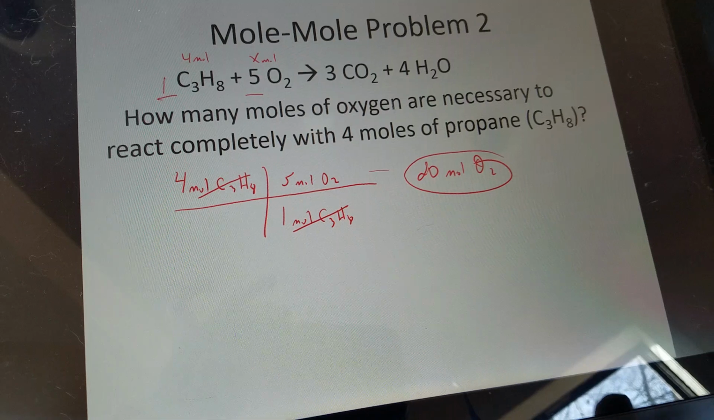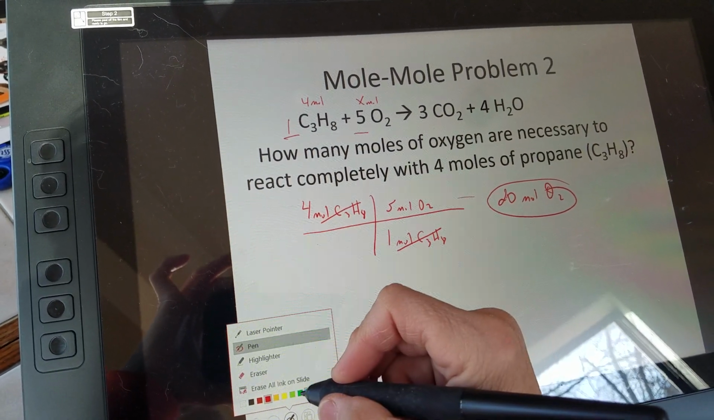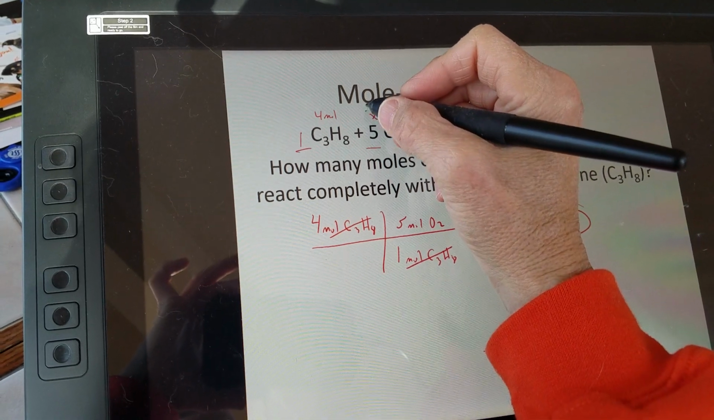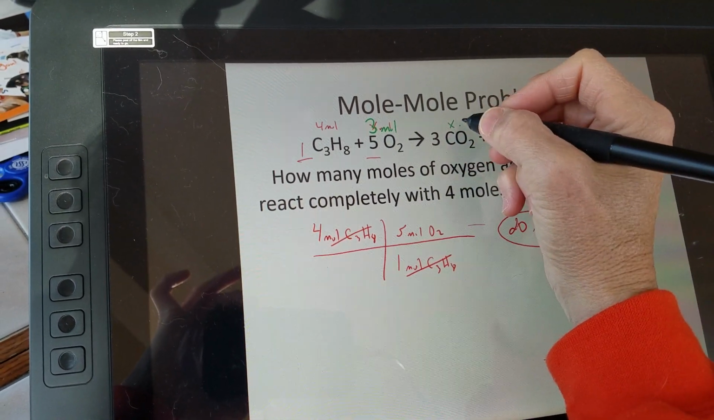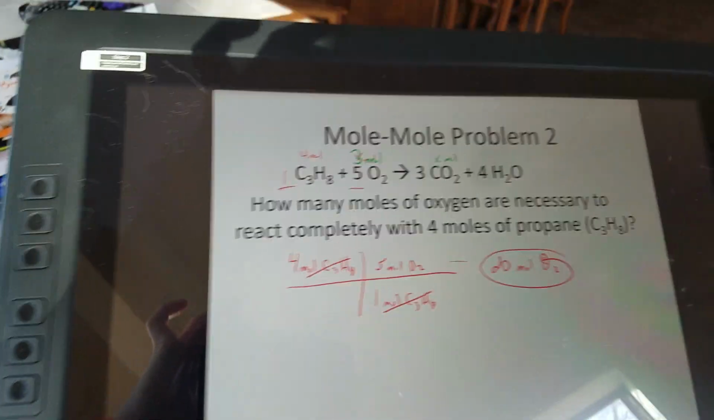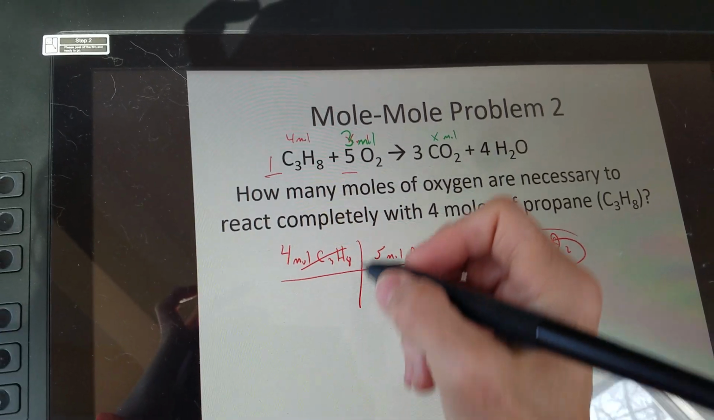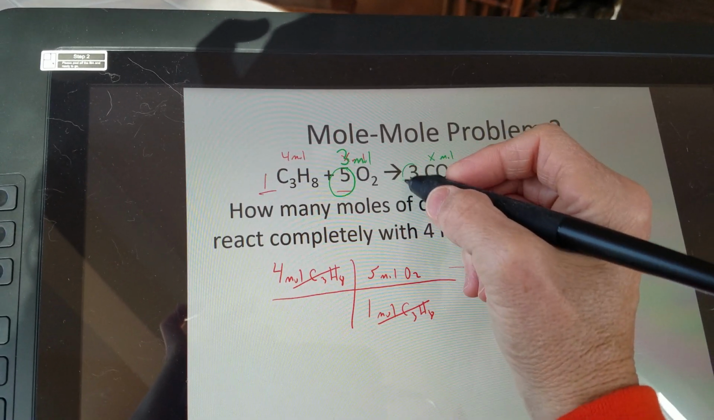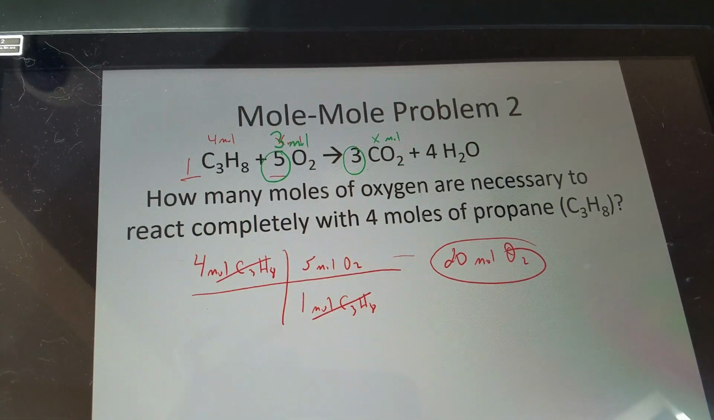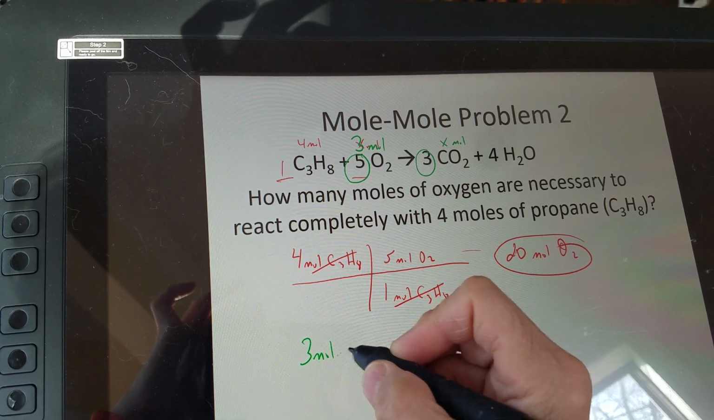Let's say I was doing a different problem, and I had 3 moles of oxygen and want to find out how many moles of carbon dioxide you would form. You can still do that even though they're on opposite sides of the equation, because I still have a relationship of 5 moles of oxygen producing 3 moles of carbon dioxide. So I'm still going to have a mole ratio. I'm going to start off with my 3 moles of oxygen.